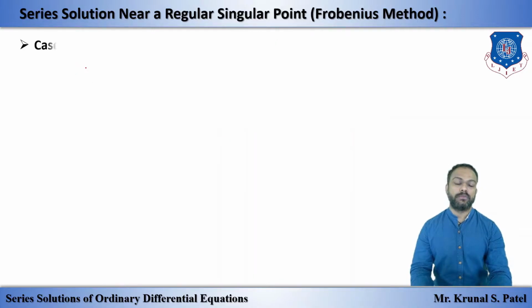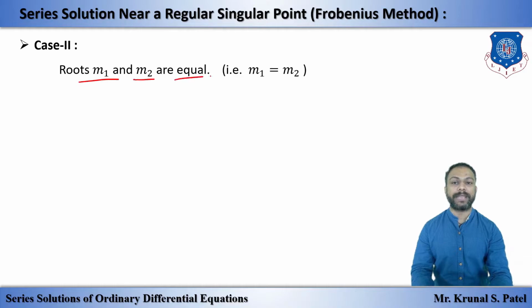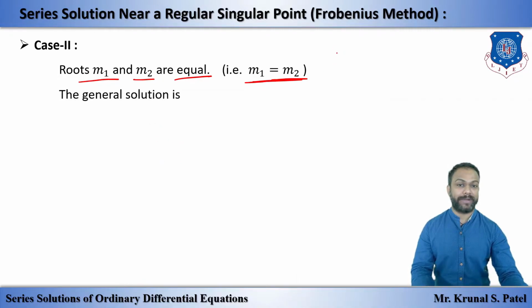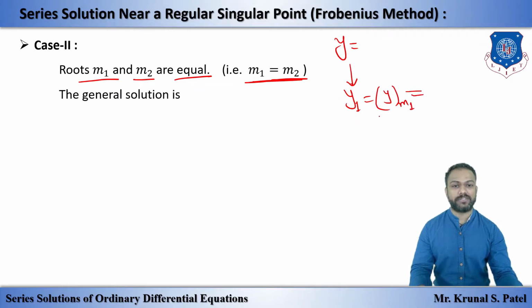Now in case 2, what will happen? In case 2, if m1 and m2 are equal, that means both roots are identical, m1 is equal to m2, then how can we find the general solution? After the recurrence relation and finding a1, a2, a3 in terms of a0, we have y. Now in this y we will first put m1. So we have the first solution y1 by putting m1. To find the second solution we will differentiate this y with respect to m partially, and then we will put m1, which is our second solution.